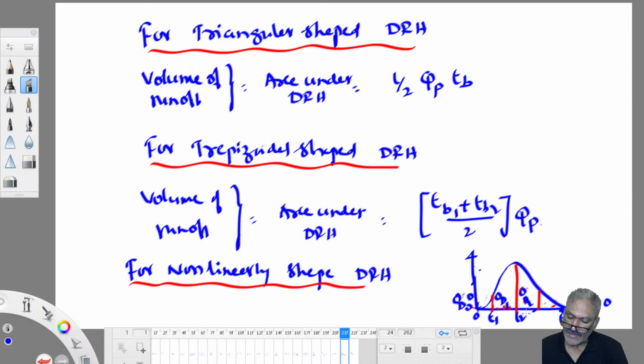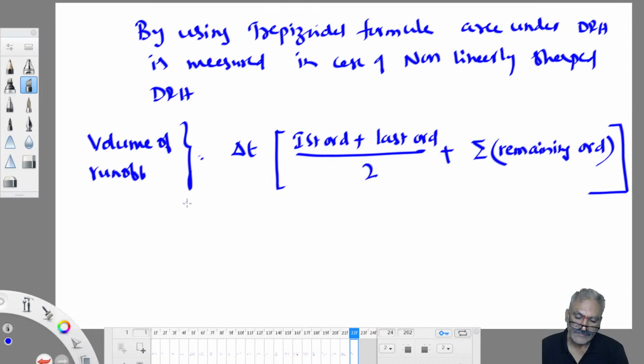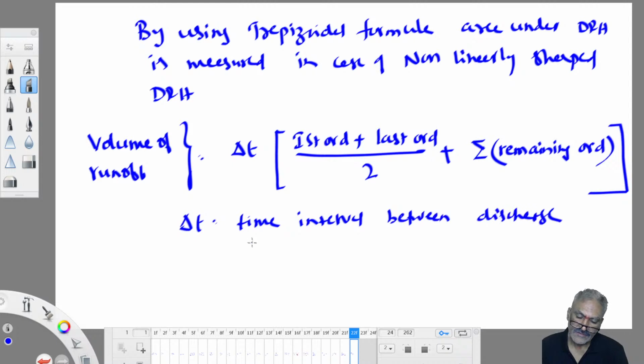Delta T is the time interval between the ordinates. Between T1 to T2, T2 to T3, these are called delta T. Time interval between discharge ordinates. That's how we can find out. So volume of runoff you can work out by using the trapezoidal formula. Okay? So I have given enough information to work out runoff resulting from a catchment by using hydrographs.